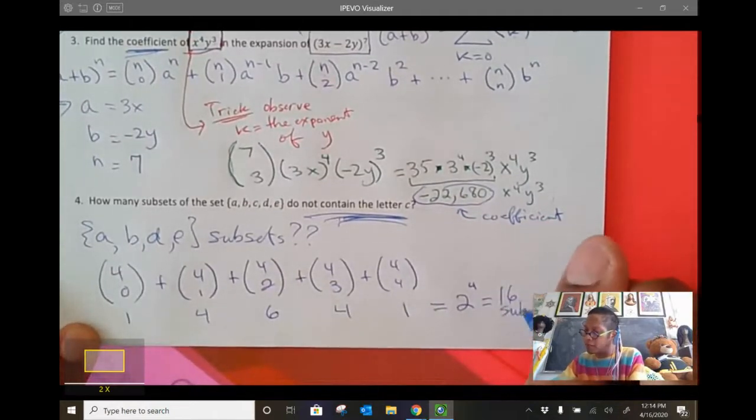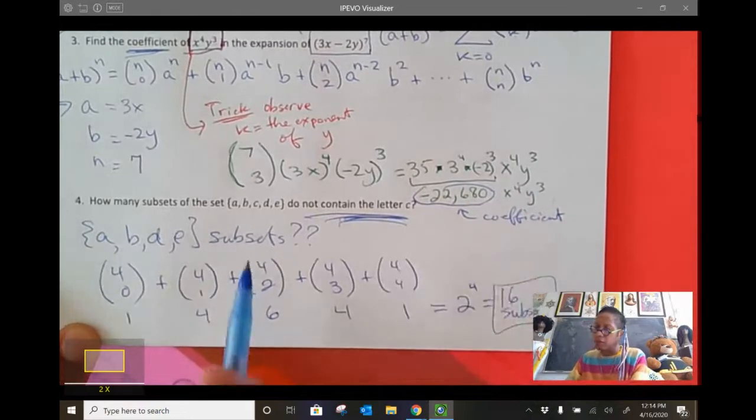16 subsets of this set here do not contain the letter C.